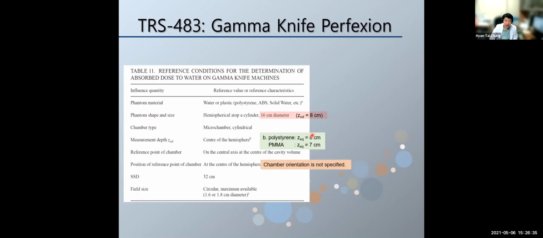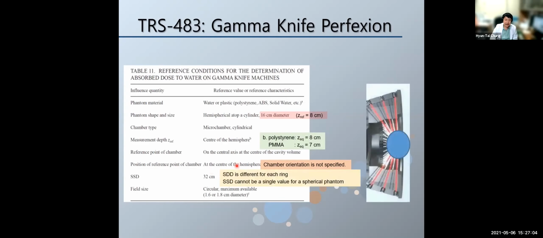And so they suggest putting the chamber at the center of the machine. It looks okay, but they did not specify the chamber orientation. We can put the chamber along the couch direction, the jet direction, and sometimes we can put the detector perpendicular to the jet direction, but there is no specification on orientation. You will see what is different.